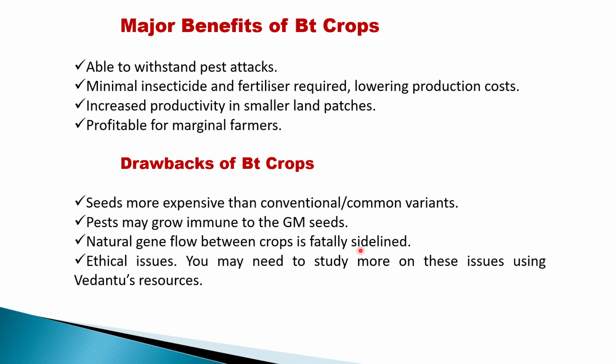Natural gene flow between the crops is sidelined, meaning the natural genes that were occurring before are not going to occur now. Ethical issues: we are disturbing the plant and the bacteria. Because we are human and selfish, we are doing harm to the bacteria as well as the plants. We are disturbing their genomes, so ethical issues will always be there.